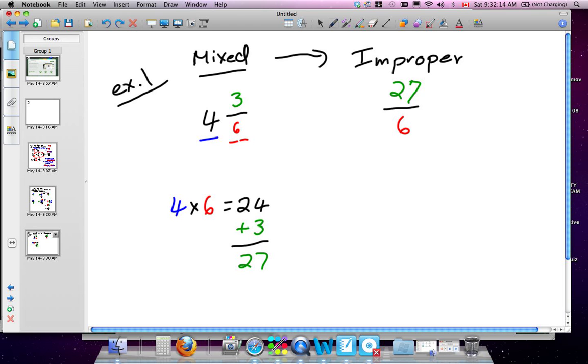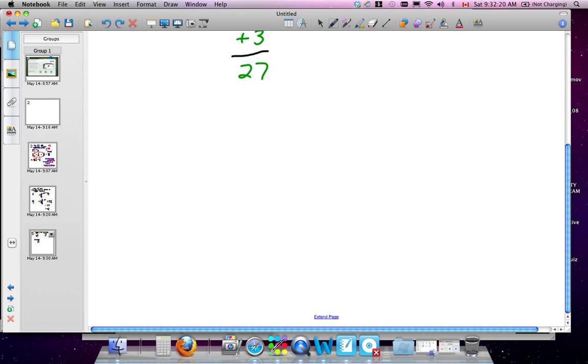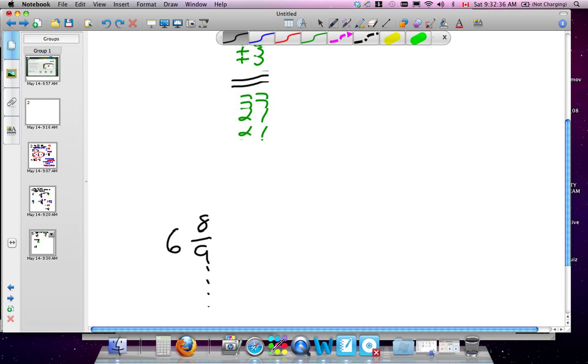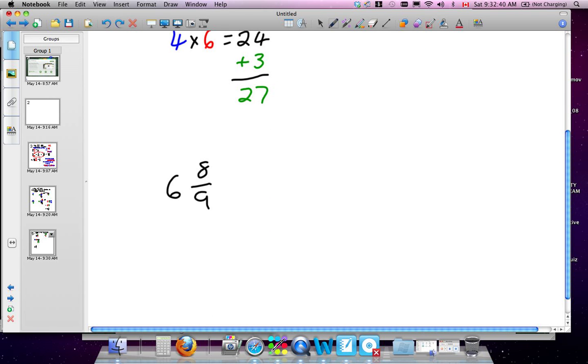Okay, so let's do one more. See if I can think of a hard one to do. Okay, if I got 6 and 8 over 9, I'm going to change it to an improper fraction. First of all, I'm going to color code it, just like we did last time. What are the colors I used? Blue, red, and green. So, this was our mixed number. Our numerator was in green, and our denominator was in red.